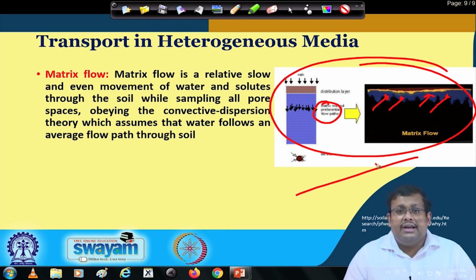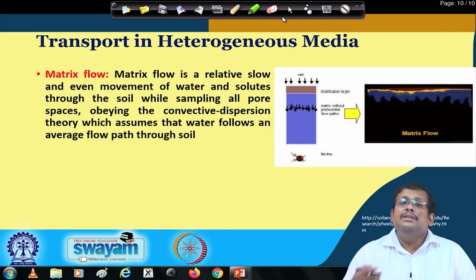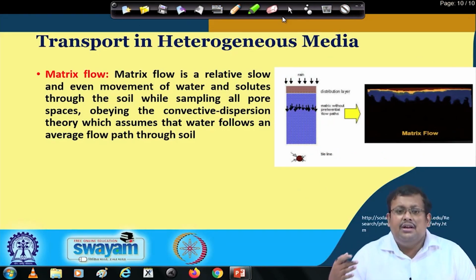So, you can understand the difference between preferential flow and matrix flow. Preferential flow always gives higher movement of different contaminants in particular zones of soil as compared to the matrix flow, which is more or less uniform movement.